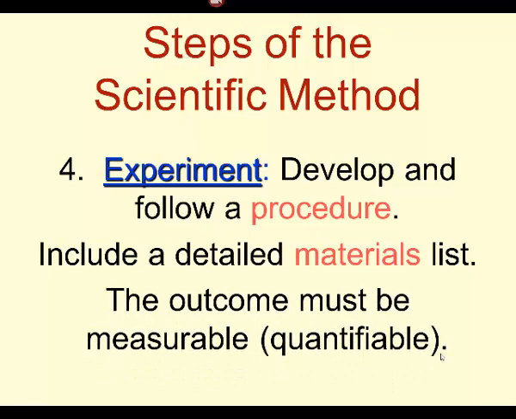And it's important to remember that in all experiments, the outcome must be measurable or quantifiable. Thinking about the root words of quantifiable, the root word is quantity. So if we're talking about quantifiable results or measurable results, we should have a measurable amount. There should be a measurable quantity that we get in every single experiment that we go through.